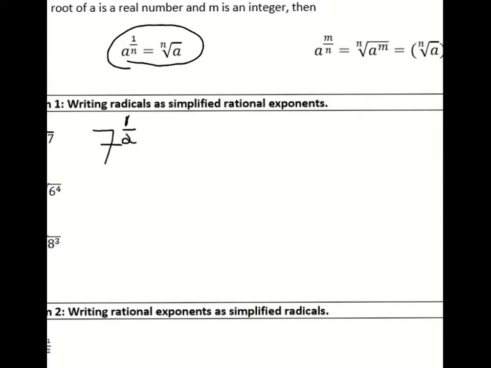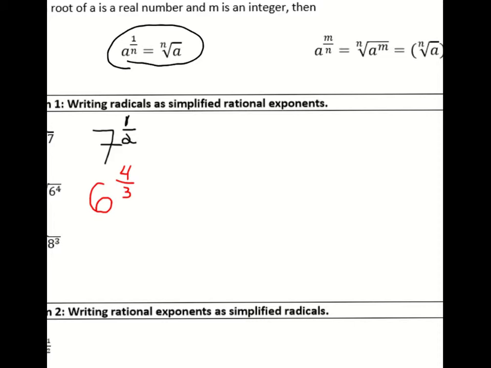And number 2, we have the cube root of 6 to the 4th power. In order to write this one, what I want to do is first identify my base. What number am I working with? In this case, it's 6. And then write my fraction associated with it. The exponent is the numerator. In this case, there's a 4 with the 6. The type of root I'm finding is the denominator. In this case, I'm finding a cube root. So the fraction would be 4/3. Since I cannot simplify the fraction 4/3, I would leave this as 6 to the 4/3 power.